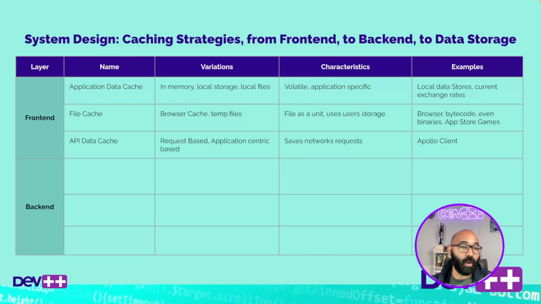Another example of front-end cache strategies is the file cache, right? This is very, very common, especially in browsers, because you have the browser cache system. Basically, these store JavaScript files, CSS files, images, and HTML files that applications usually request through the network.